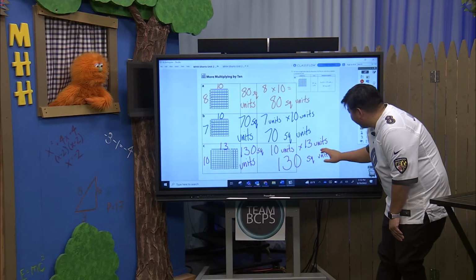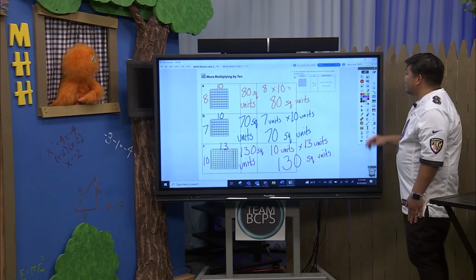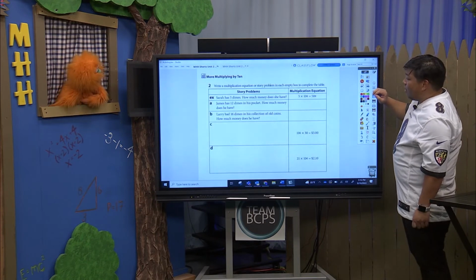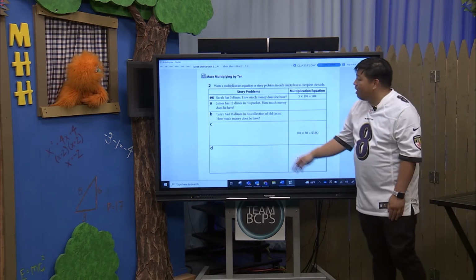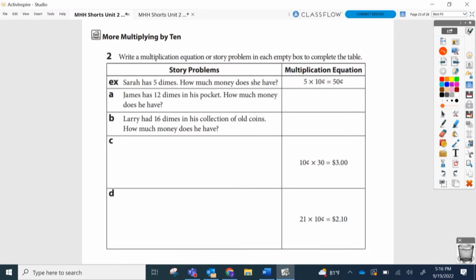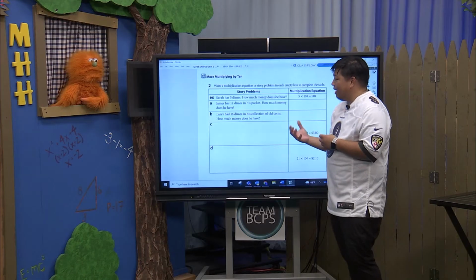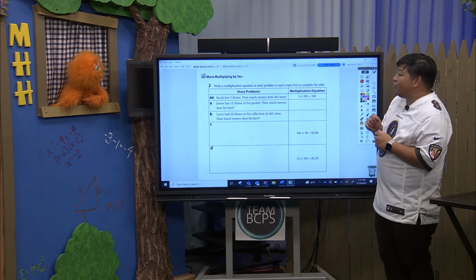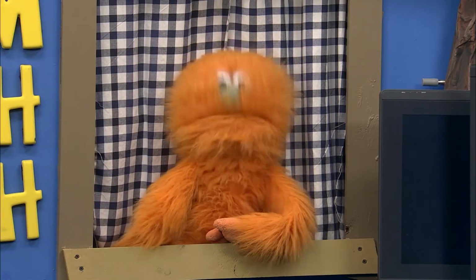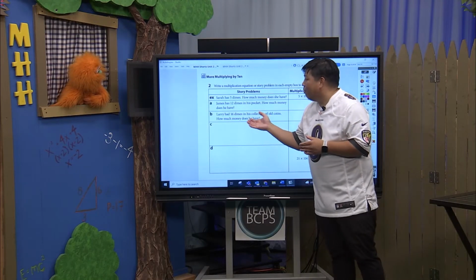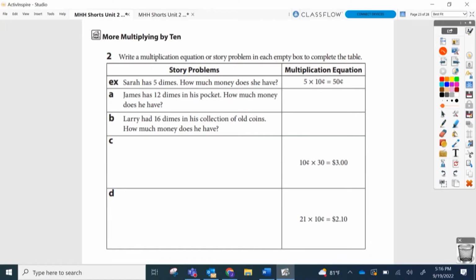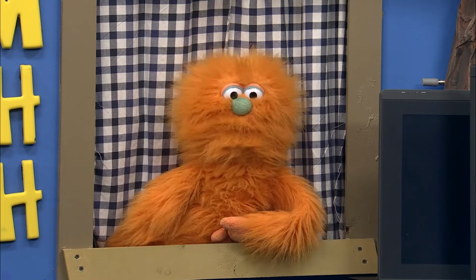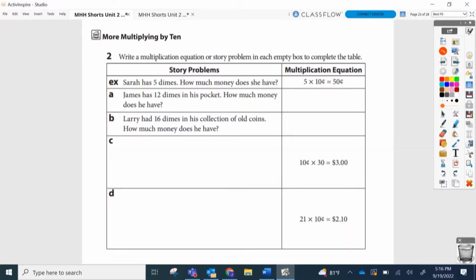Great job, buddy. All right, let's take a look at what we have. The next question says write a multiplication equation or story problem in each empty box to complete the table. Ooh. So now we have a real world example of how we can use multiplying by tens. Do you know what coin is worth 10 cents? Oh, that would be a dime. A dime. So in our first example, if Sarah has 5 of those dimes, how much money does she have? Well, 5 dimes and each one's 10 cents. It's 50 cents. 5 times 10 equals 50 cents.